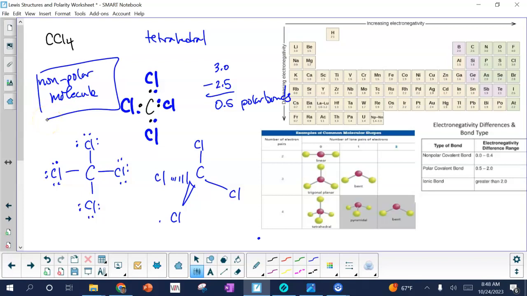Hopefully, going through some of those, you got a better feeling for how to draw Lewis structures, how to determine if bonds are polar, nonpolar, or ionic, and then looking at the geometry. Are the atoms configured in such a way that the pull of the more electronegative element cancels out? Are they equal and opposite? There are some additional practice problems, and thanks for watching.